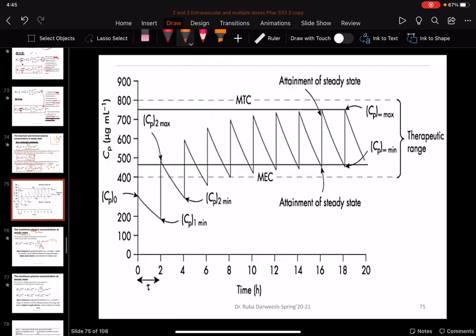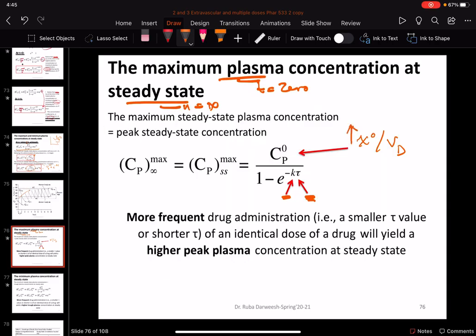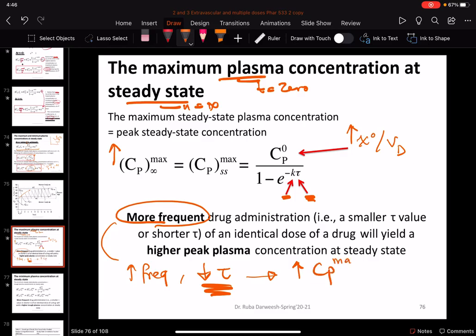And if we go here, we know that increasing the dose for sure would increase the overall plasma concentration by default. And if I take the drug more frequently, so the frequency is higher, it means that tau, the time between different doses, is less, which means I'm giving less time for my drug to be eliminated. So by default, this would increase my maximum concentration at steady state. And this is the same for the maximum concentration for any dose.